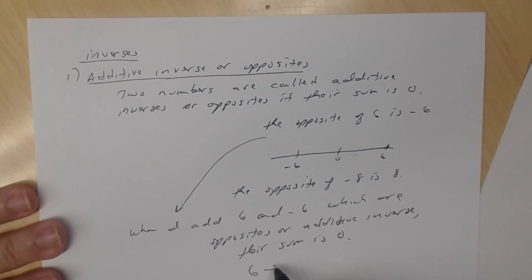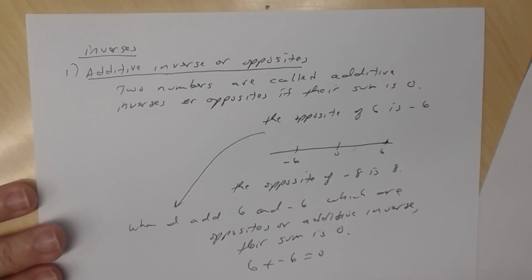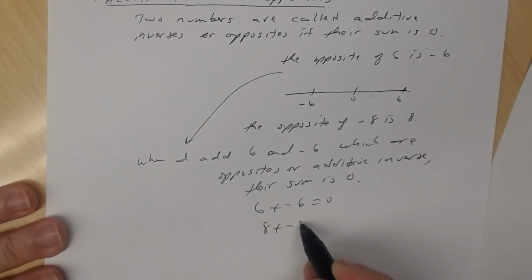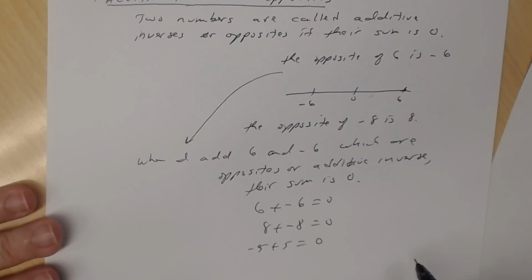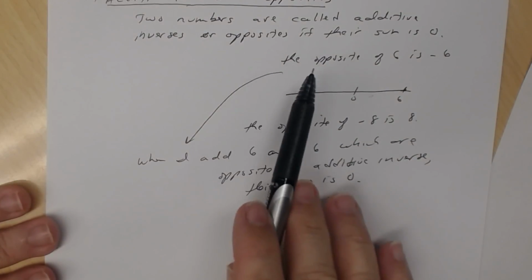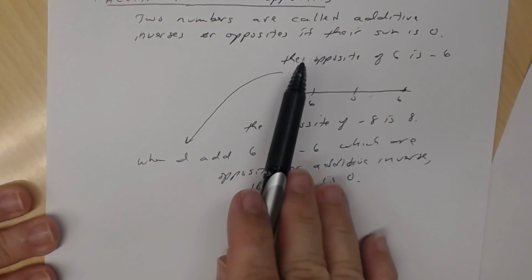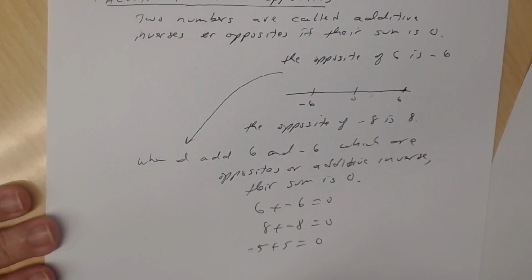So 6 plus a -6 equals 0. 8 plus a -8 equals 0. -5 plus a +5 equals 0. Okay? So two numbers are called additive inverses or opposites if their sum is 0.